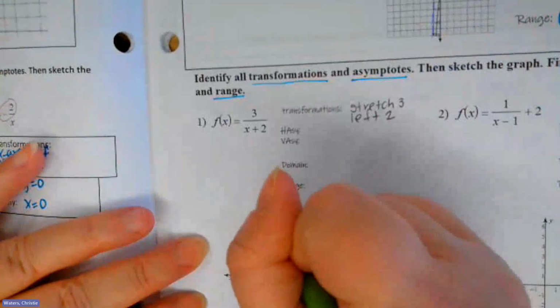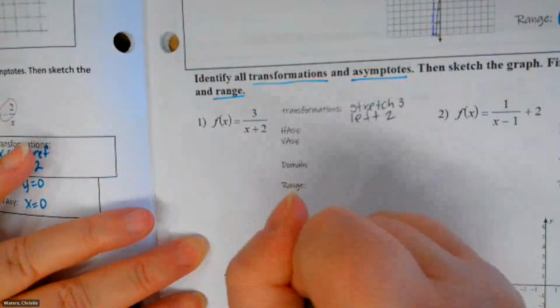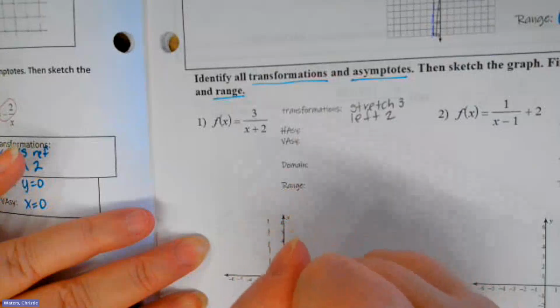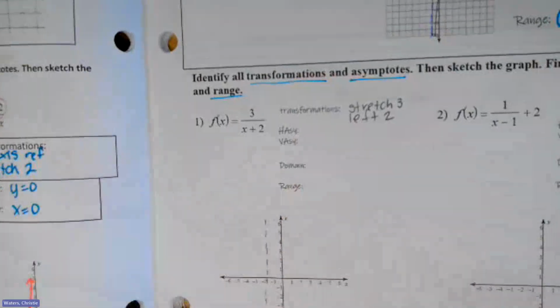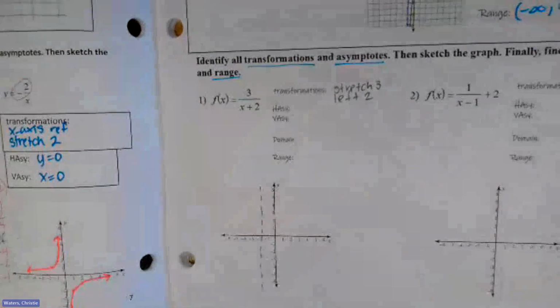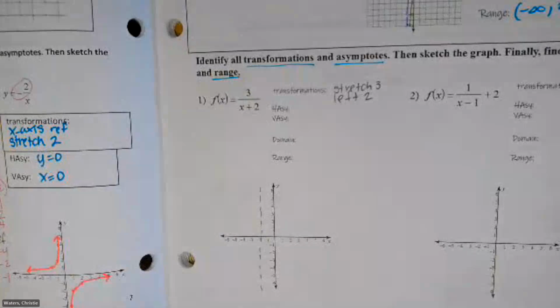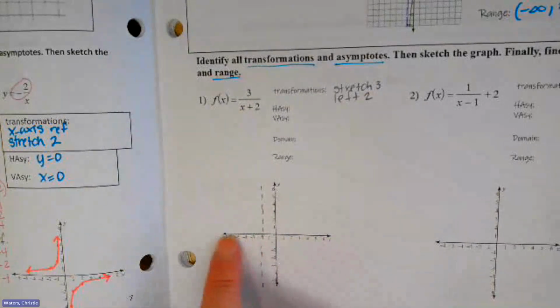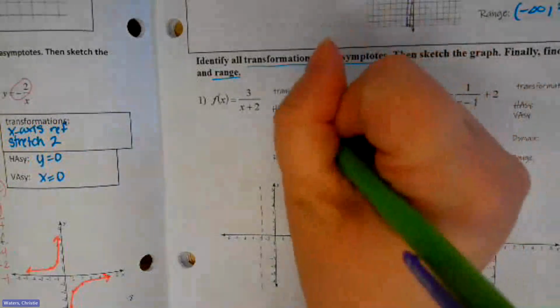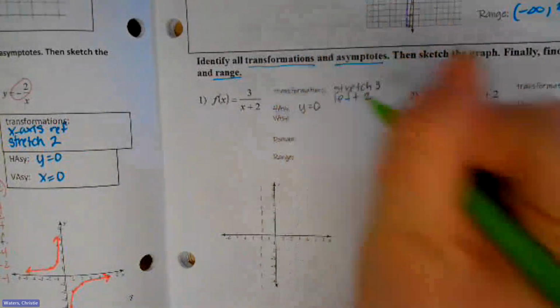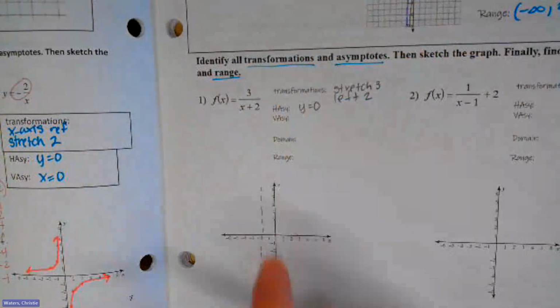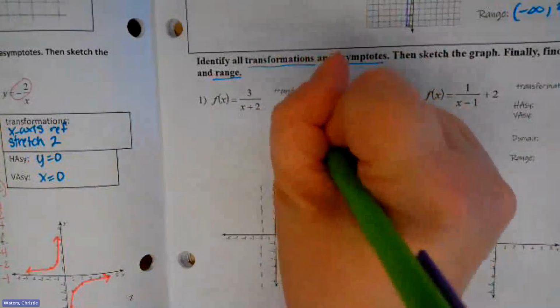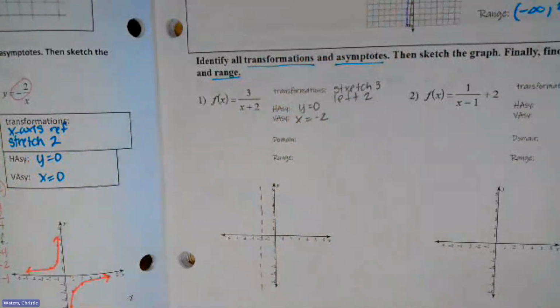So I'm going to go ahead and do a vertical asymptote, 2 spaces left of the y-axis. So that makes my horizontal asymptote still here on my x-axis. So that's the equation y = 0. And my vertical asymptote is at x = -2. So I'm going to go ahead and graph it, and then we'll figure out domain and range.